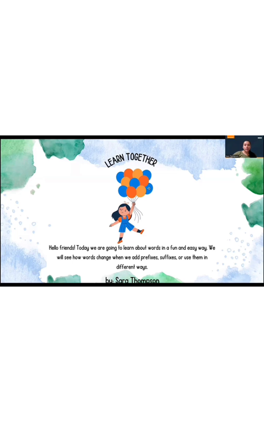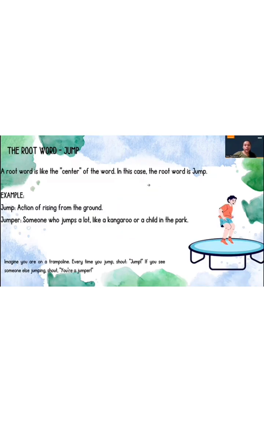So, the first word is the root word, jump. A root word is like the center of the word. In this case, the root word is jump. For example, jump is an action of rising from the ground. But jumper is someone who jumps a lot, like a kangaroo or a child in the park. For example, imagine you are on a trampoline. Every time you jump, shout jump. If you see someone else jumping, shout you are a jumper.